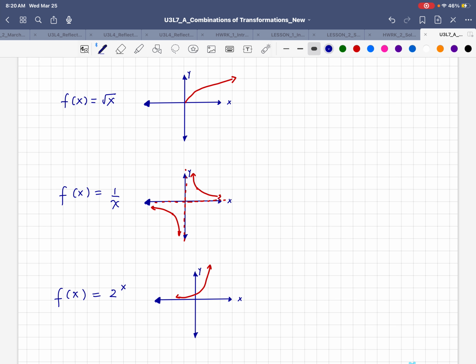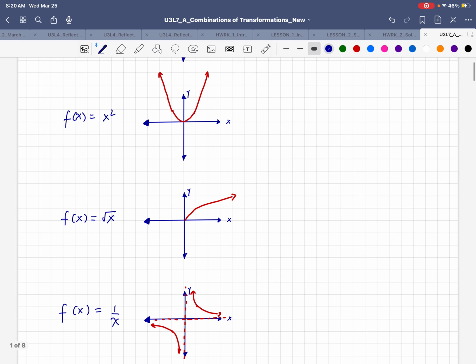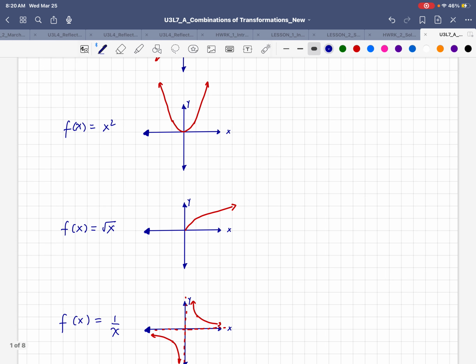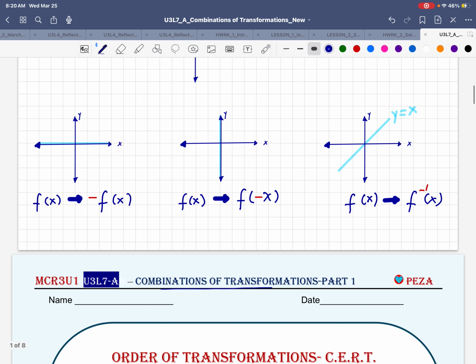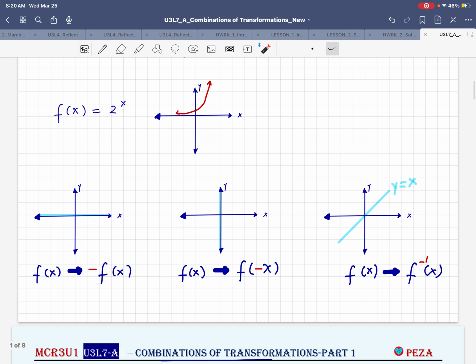Now remember that when we translate a function, we just move the location of it, so the shape of the graph doesn't change. We learned how to translate functions vertically, so we call this a vertical translation for short. We learned how to translate them horizontally, so horizontal translations. And next, we moved on to reflection. So we learned how to reflect functions over the x-axis.